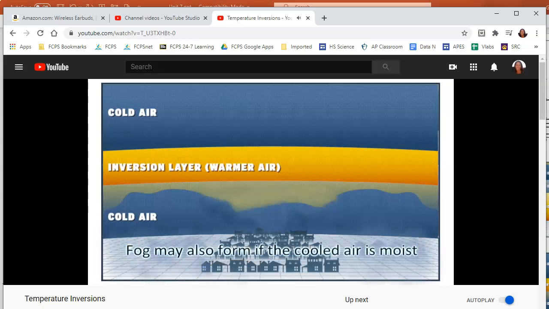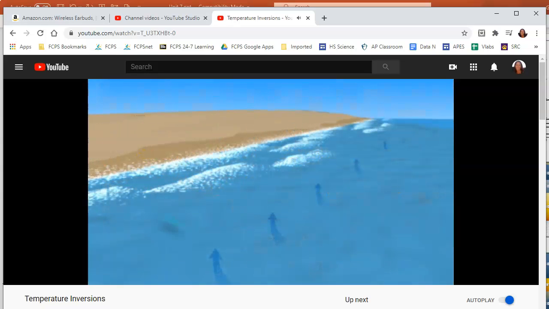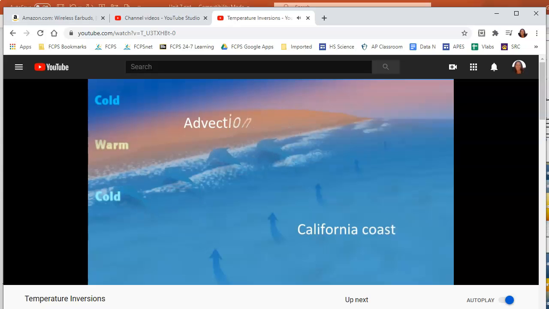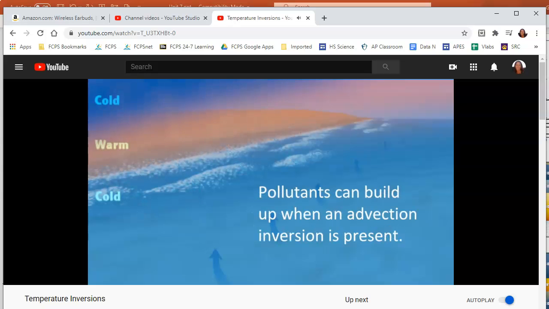Fog may also form if the cooled air is moist. On coasts, a cool ocean breeze can bring cool air onto land. This creates an advection inversion and is very common along much of the California coast. Because the air doesn't mix with other air, pollutants can build up when an advection inversion is present.